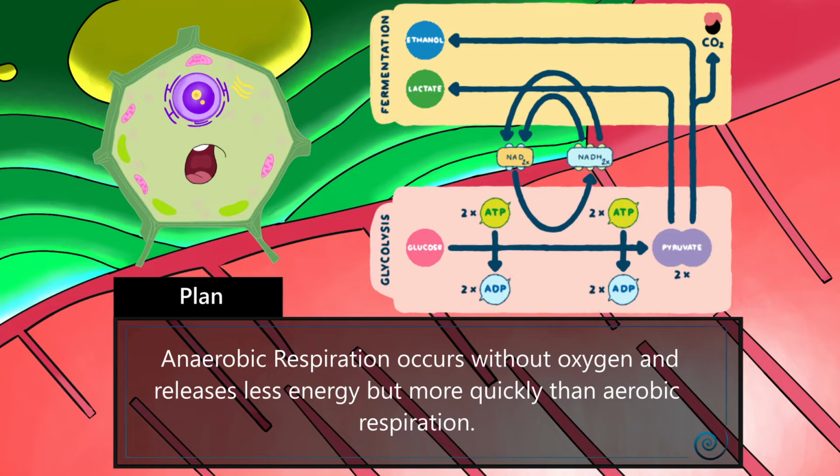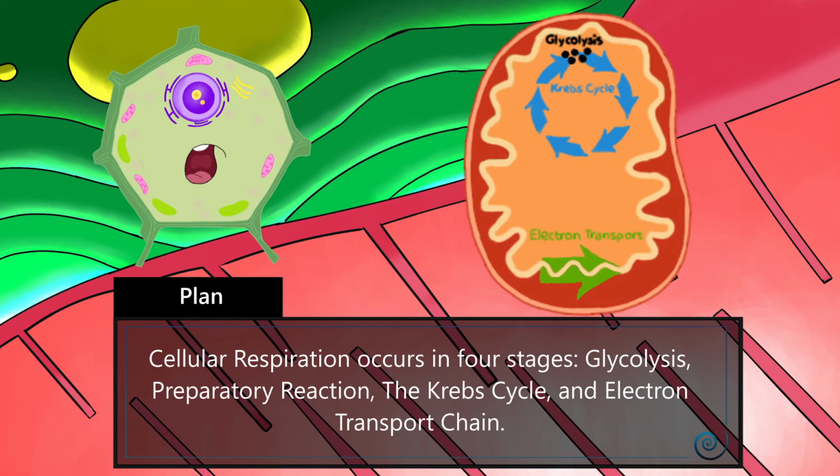Anaerobic respiration occurs without oxygen and releases less energy, but more quickly than aerobic respiration. Cellular respiration occurs in four stages: glycolysis, preparatory reaction, the Krebs cycle, and electron transport chain.